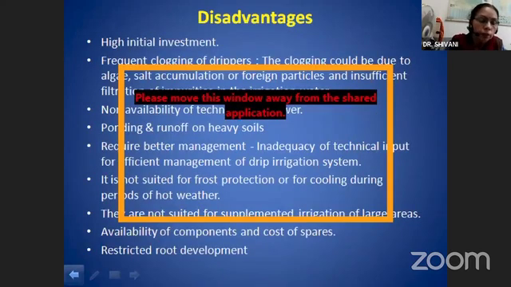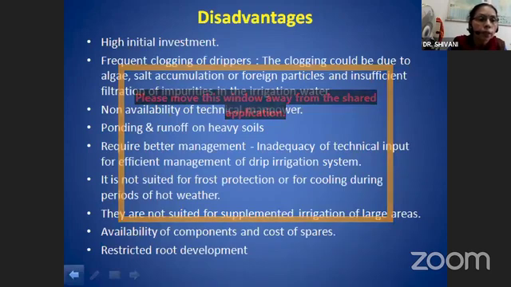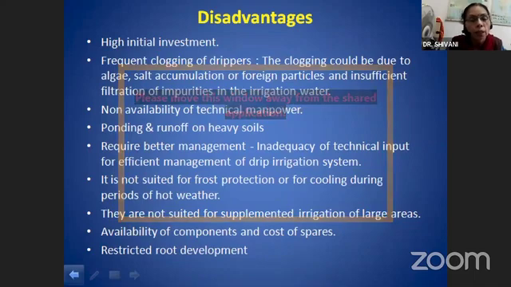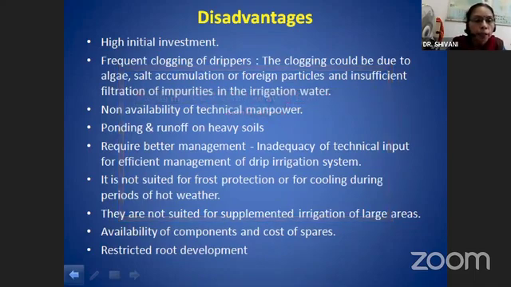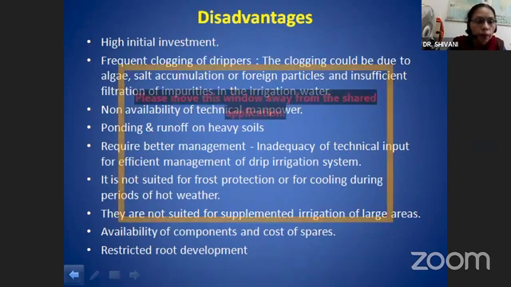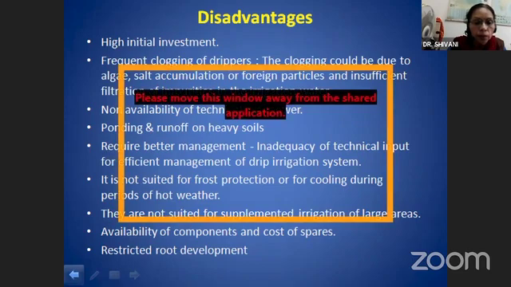There are some disadvantages also, which are in this slide. One of the most important things is high initial investment. The investment cost is very high, and frequent clogging of drippers is also one of the problems. Then technical manpower is very much needed for this purpose. Then ponding and runoff on heavy soils. These soils are not suited for supplementary irrigation of large areas. Then availability of components and cost of spare parts, and restricted root development in some crops. These are some of the disadvantages.